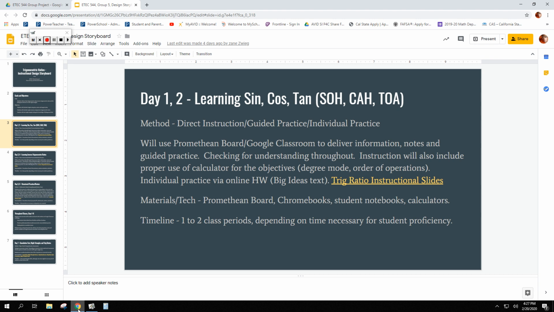Again, the materials and tech that we'll be using will be the Promethean board. We've got Chromebooks in the classroom. The students have their notebooks plus the calculators that we're going to use. Again, we're predicting 1 to 2 days, definitely 2 days, on learning the trig ratios here.